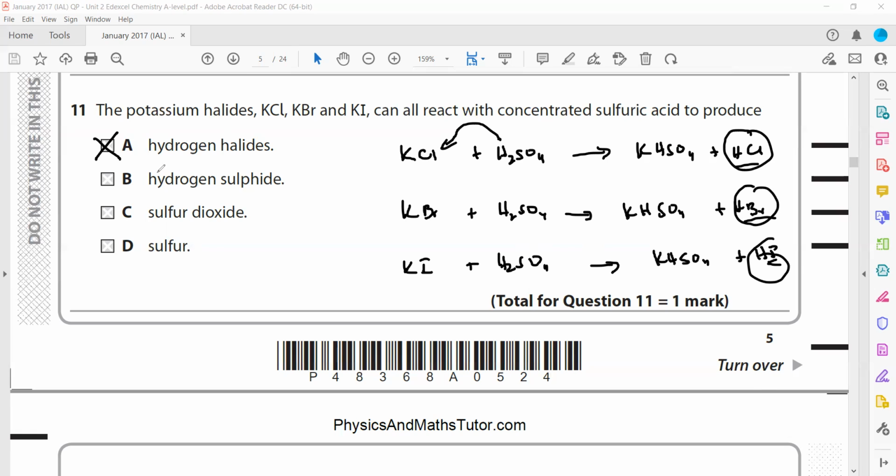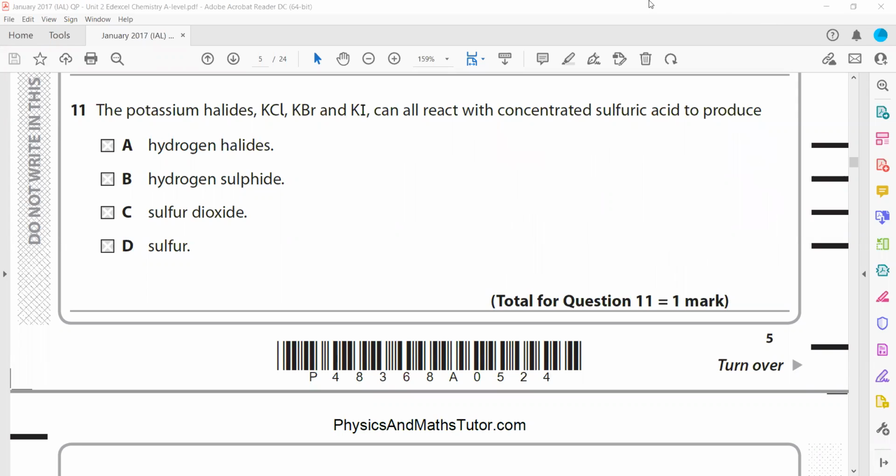The other products are not produced by all of them. Like hydrogen bromide, when it reacts, it produces a bromine molecule, and it produces either sulfur or sulfur dioxide. Hydrogen iodide, because iodide is a good reducing agent, produces hydrogen sulfide gas, which has a rotten egg smell.